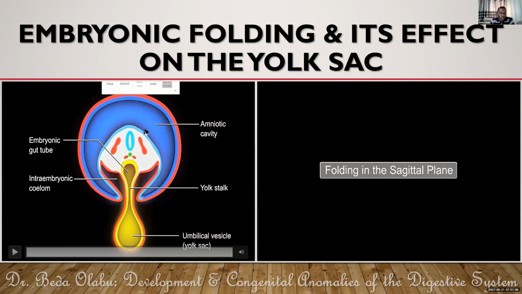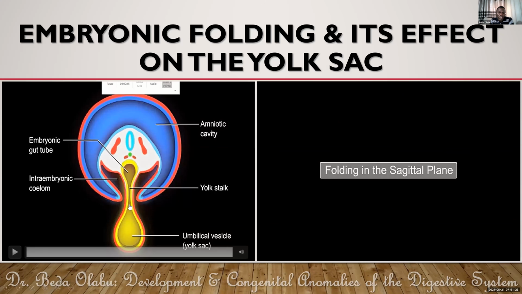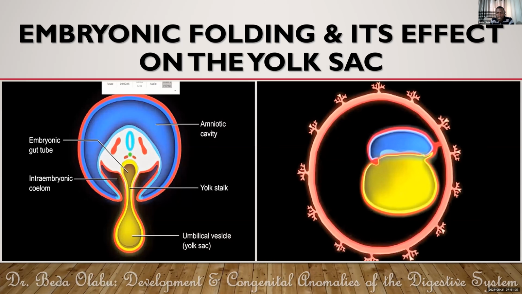Look at the shape of the baby. The baby has become cylindrical instead of flat. That is transverse embryonic folding. Of importance is that the dorsal part of the yolk sac has been incorporated into the embryo to form the primitive alimentary canal. The ventral part is outside. The connection is called vitelline duct. Let's look at folding in the craniocaudal axis. So that is the second image there.